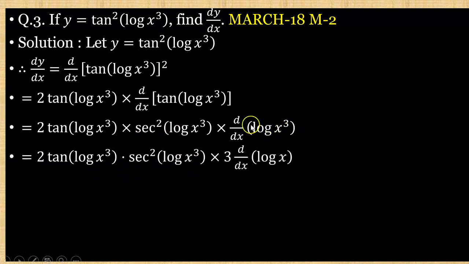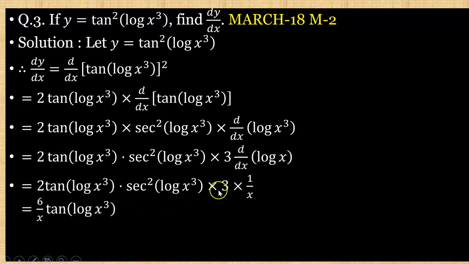Now here we will find the derivative of log of x cube, and this is the power. By using the rules of logarithm, we can take 3 out, that is, 3 times d/dx of log of x, and what is the derivative of log of x? It is 1 upon x. Now see this next step: 2 tan of log of x cube into sec square of log of x cube into 3 into 1 upon x. If we simplify this, 2 into 3 is 6 upon x, and the remaining as it is: tan of log of x cube into sec square of log of x cube. That is 6 upon x, tan of log of x cube into sec square of log of x cube. This is dy by dx.